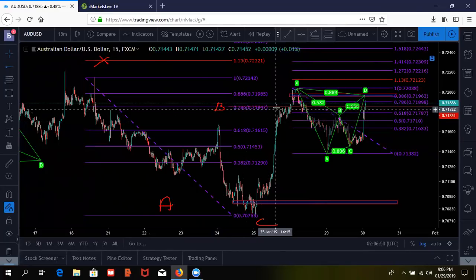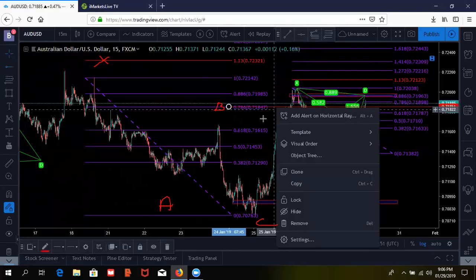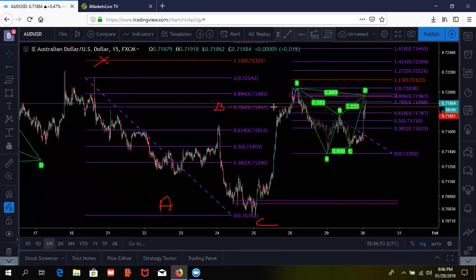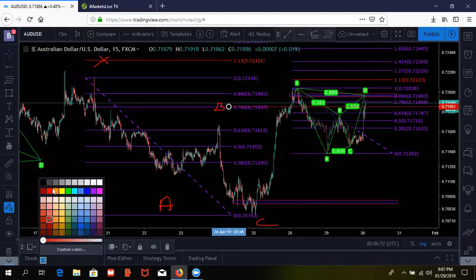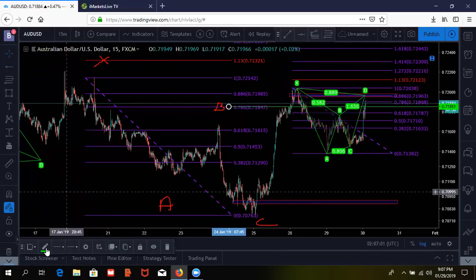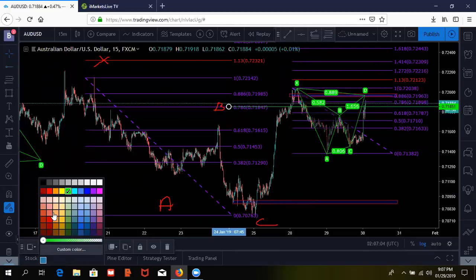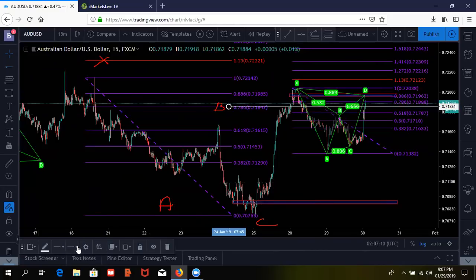And let me make that a little bit bigger and change the color. Let's change it to, no, not green, because we got that green harmonic over there. Let's go white. Let's make that a little bit thicker.